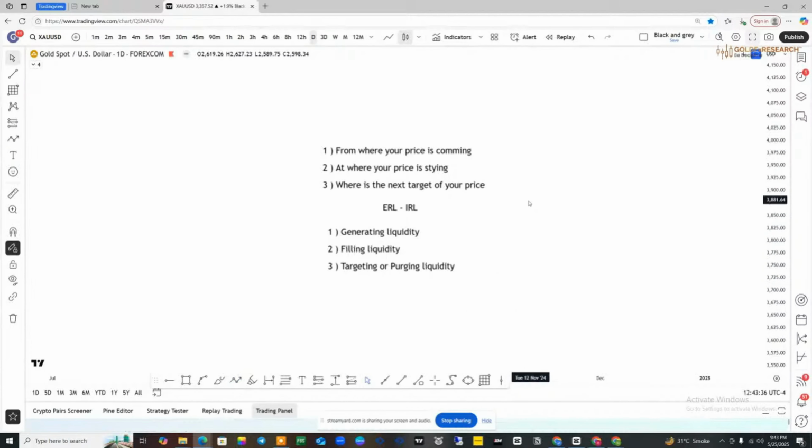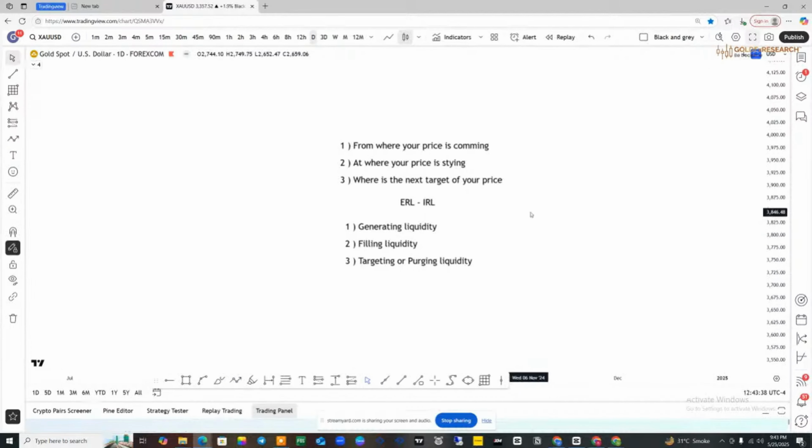All right. Now, once you know where your price came from, where it paused, and where it is going, after that, you have clarified your own liquidity pool, and you have also figured out where the market's targeting liquidity and filling liquidity are located. After clarifying this, what will you have next? You need to clarify your premium and discount. All right, premium and discount.